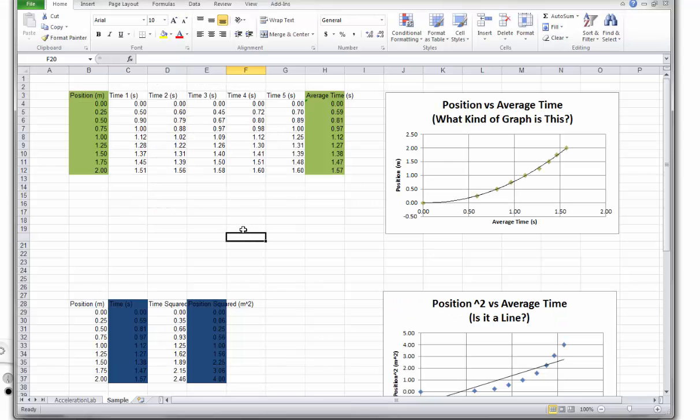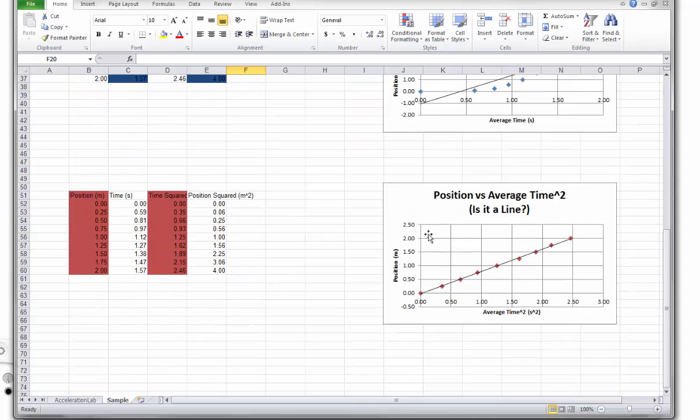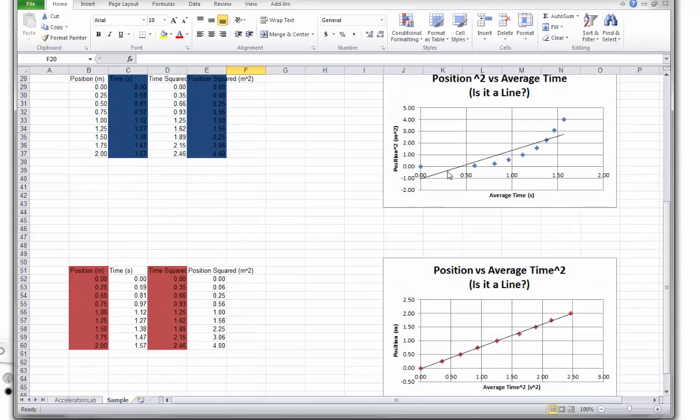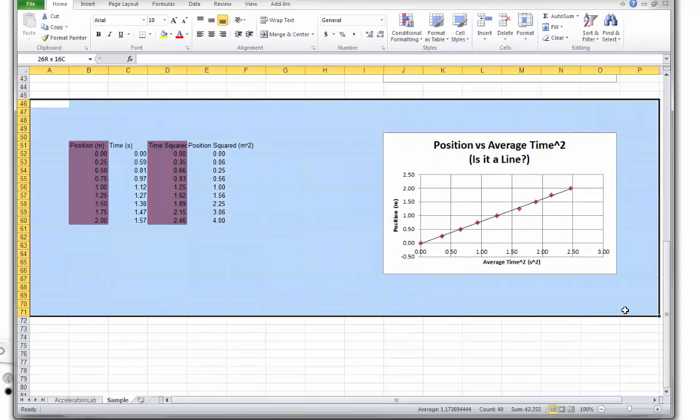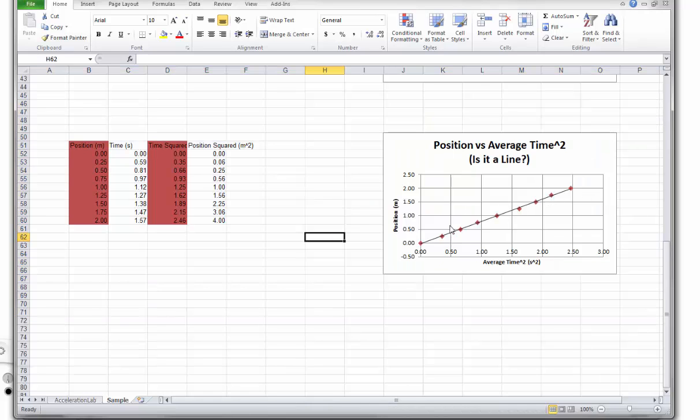So let's look at these sample graphs again. So this one right here, yeah, I have a line of best fit, but it fits terribly. So we basically discard this information at this point. We don't need it anymore for the lab. All it does is tell us that that was the wrong axis to square. This right here is what is more important to us right now, because now we have a line of best fit. So now we need to figure out what the slope of this line is.